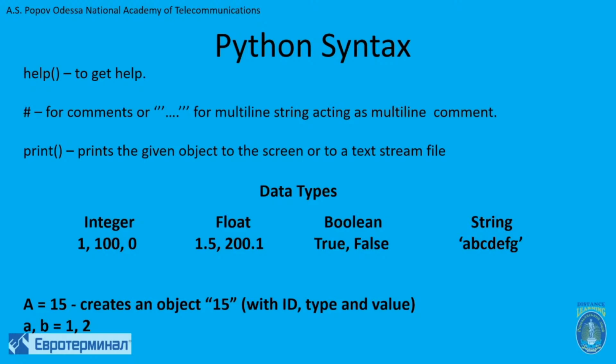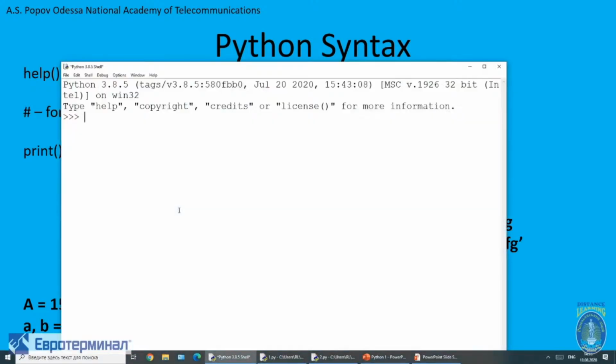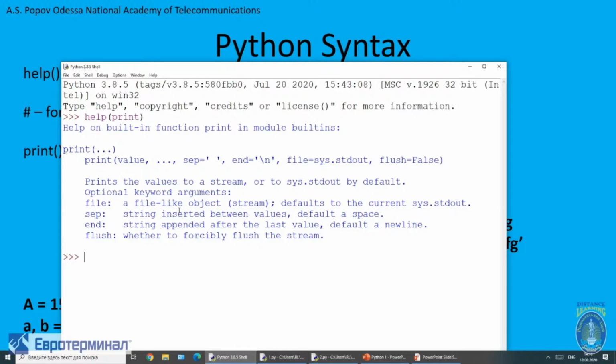Let's try doing so. Let's switch to the Python shell. So this is the Python shell. Here we can type our instructions. The instructions are provided to the interpreter. The interpreter translates them to machine code, and machine code is executed by the processor, and we're getting the result. Now let's try to get help on, let's say, the print function. So here you see the help on the print function.